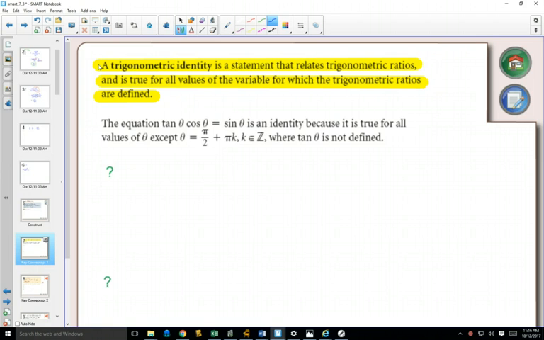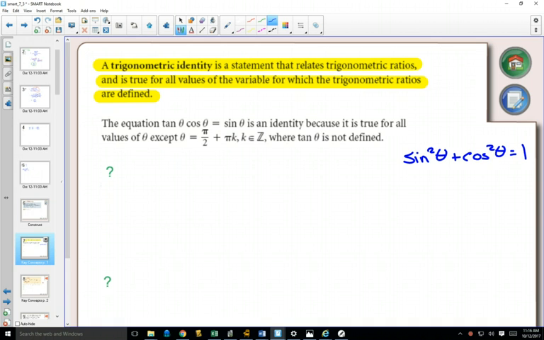What was one of our big ideas? Sine squared of theta plus cos squared of theta is equal to 1. This is an identity because it's a trig equation that's always true. Sine squared plus cos squared of any angle is always equal to 1.